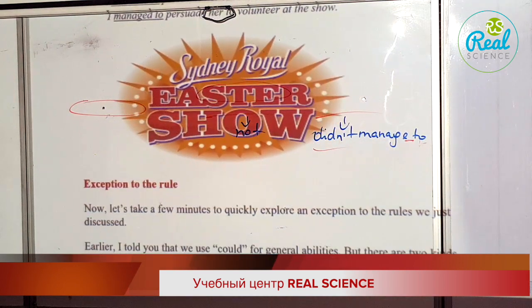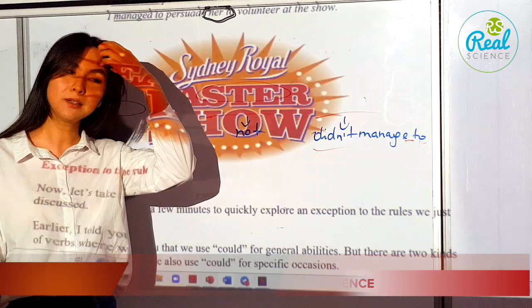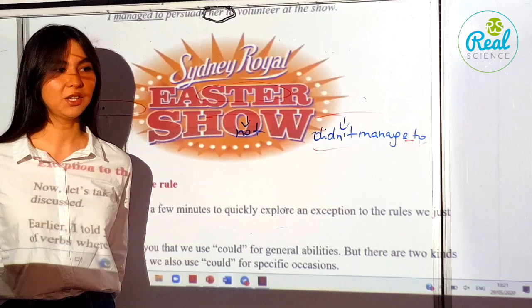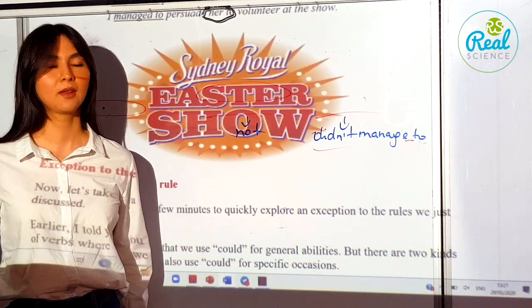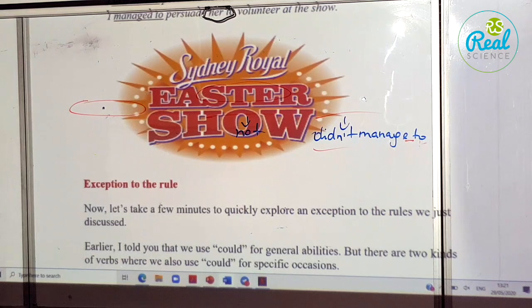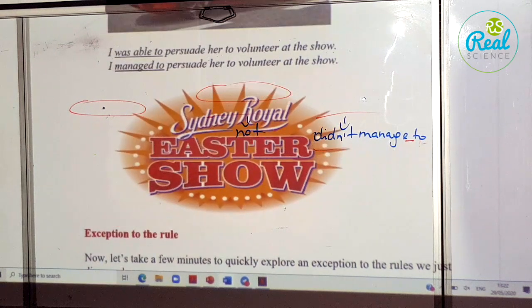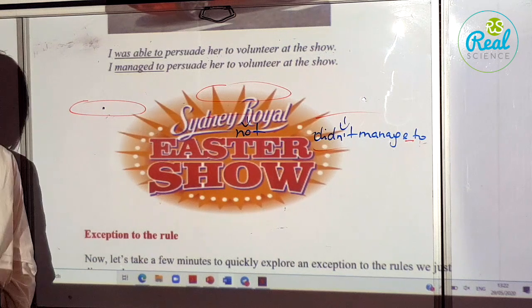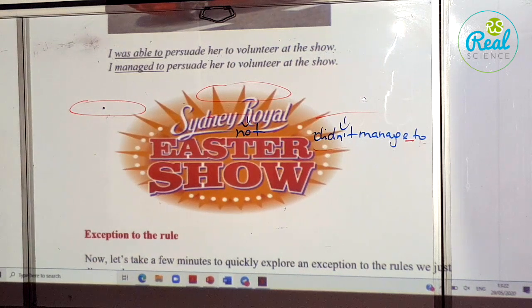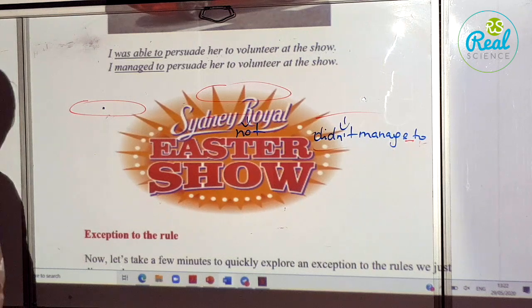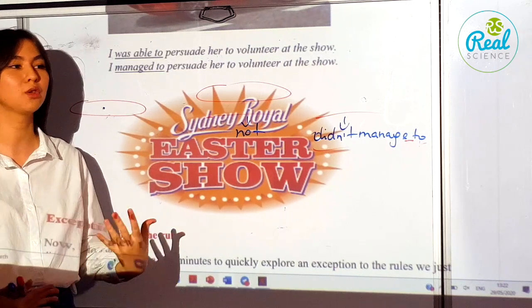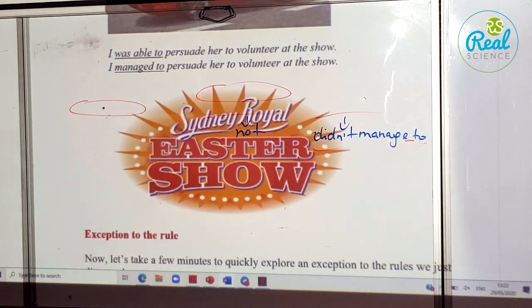And next example, who wants to read? We have Kamaluddinov. Are you here? Madina Shadiyeva. I can read. Exception to the rule. Example, yes. I was able to persuade her to volunteer at the show. I managed to persuade her to volunteer at the show. So this is also a specific situation in the past where you were able to do something. Okay, so let's continue.